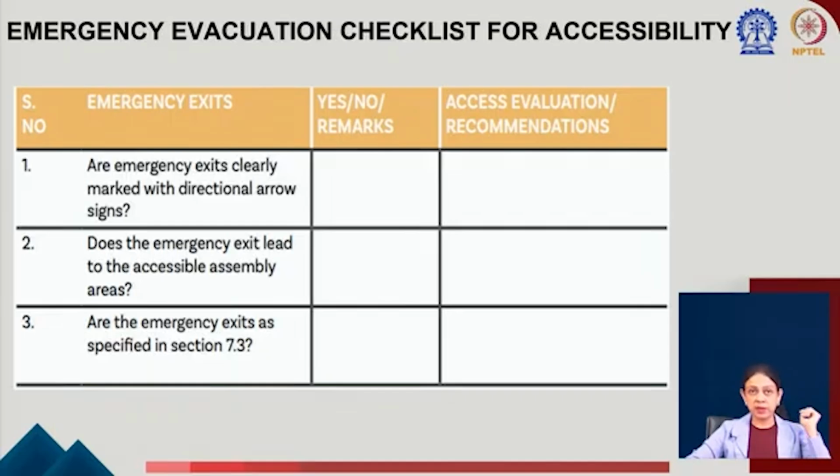Emergency evacuation, we have done that. Does the emergency evacuation exit lead to the accessible assembly area? You might have an emergency evacuation corridor following all the norms and standards, what we saw in the last lecture, last slide. But it leads to a foyer maybe, and from there the way down is only through the staircase. Then it's not useful anymore.